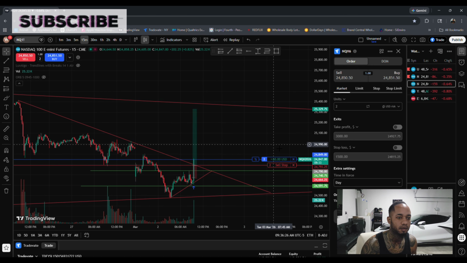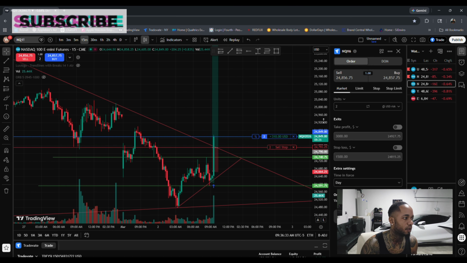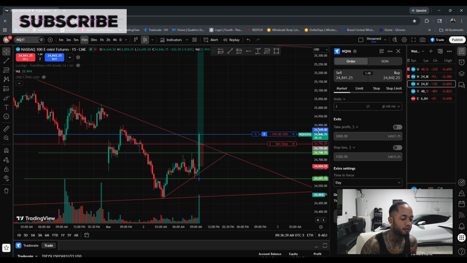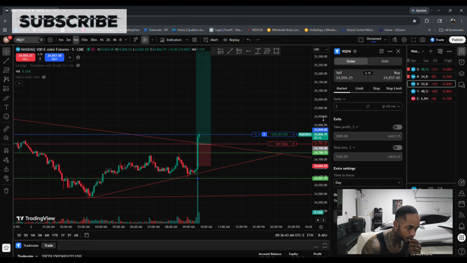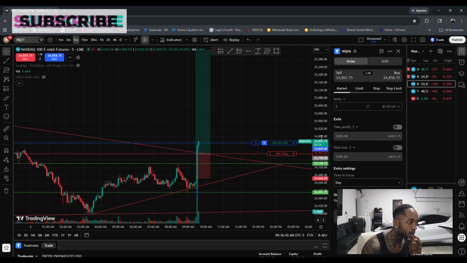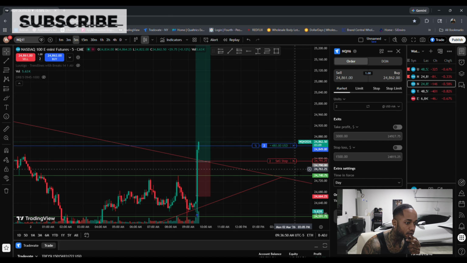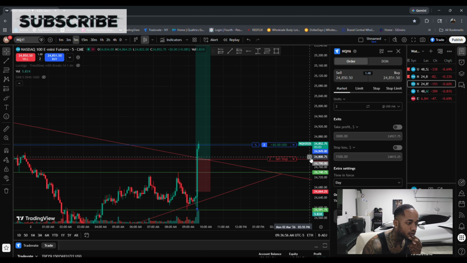So went back, now we're back on NAS100. We're starting to see some momentum now. So we're starting to go up a little bit. I'm going back and forth, fluctuating a little bit. There we go. So right now we're starting to push up a little bit. Got some confirmation. So now we're definitely starting to push.